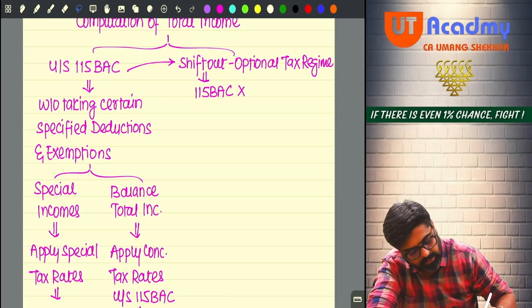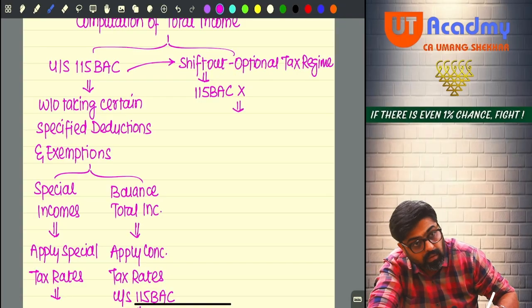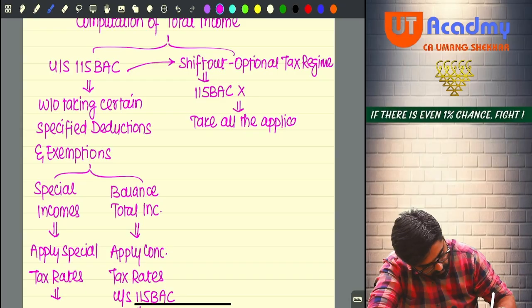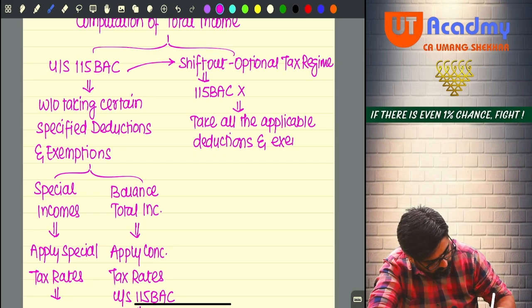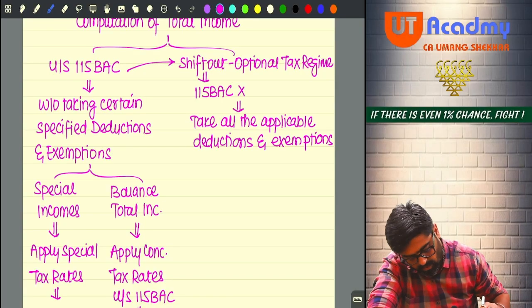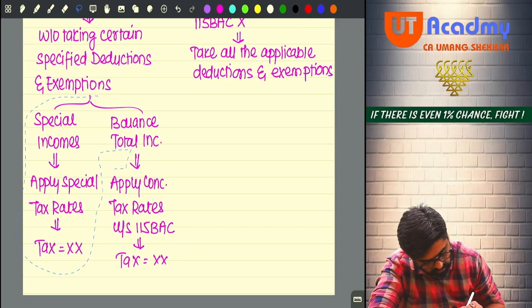Now in the optional tax regime, take all the applicable deductions and exemptions, and you will get your total income. Now, in that total income, what are you supposed to do? You are supposed to do the same thing.